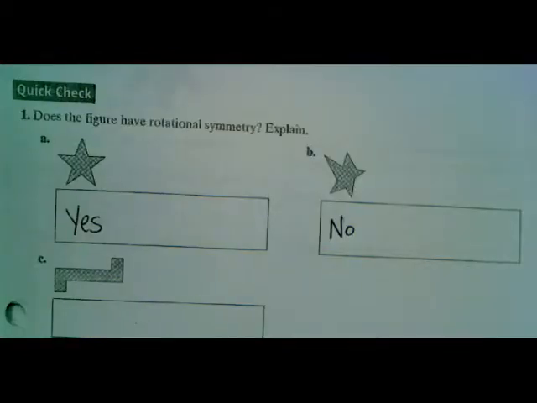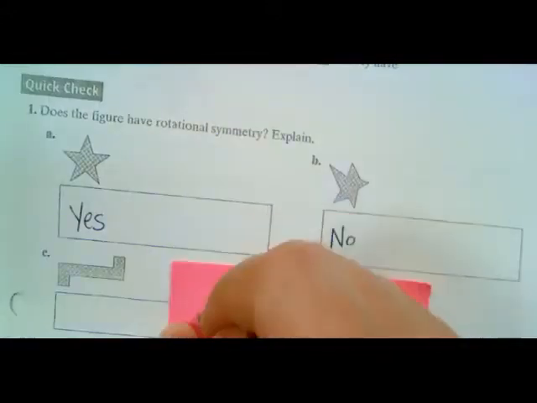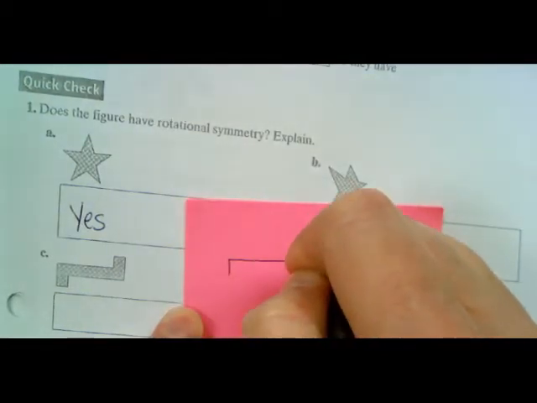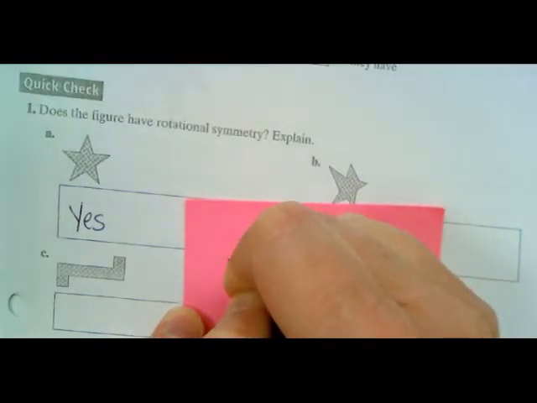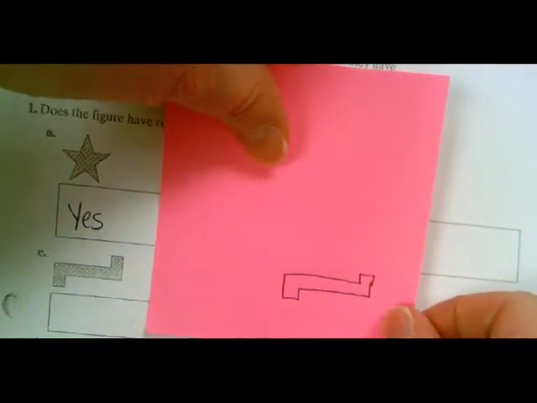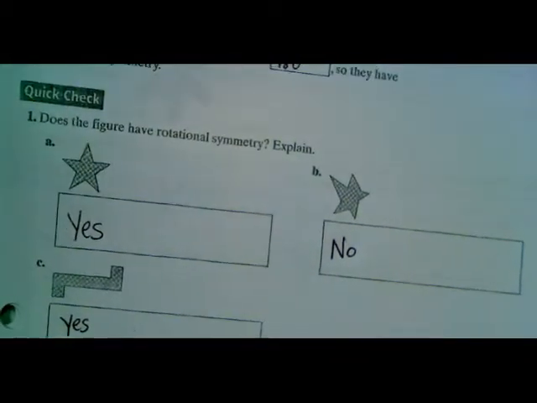How about the last one? Try turning your paper and see if it matches up. If you're not sure, we can even take a little tiny scrap paper and roughly draw the shape. Can I turn it and does it look the same? If I turn it upside down, it does look the same. So this shape also has rotational symmetry. Literally, the best way to tell is to either redraw it and turn it, or just turn the paper and see if it looks the same.